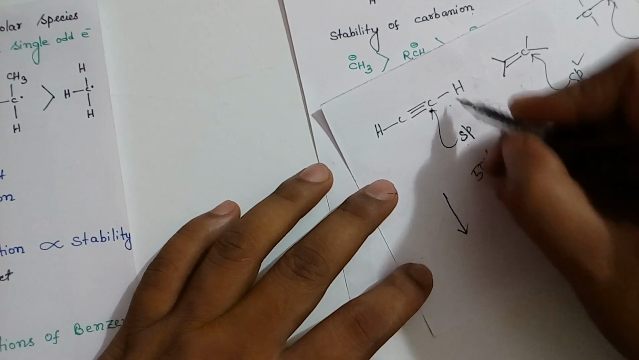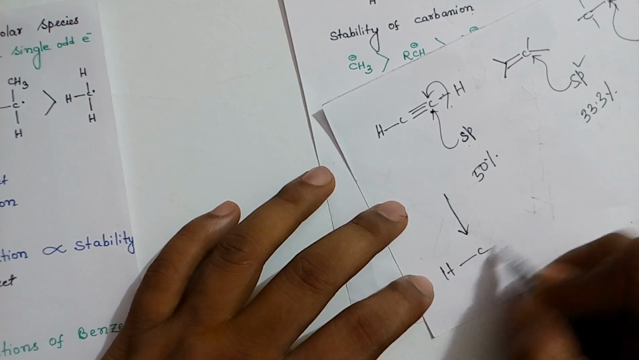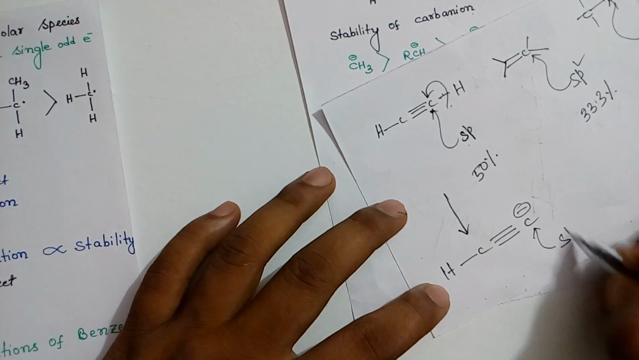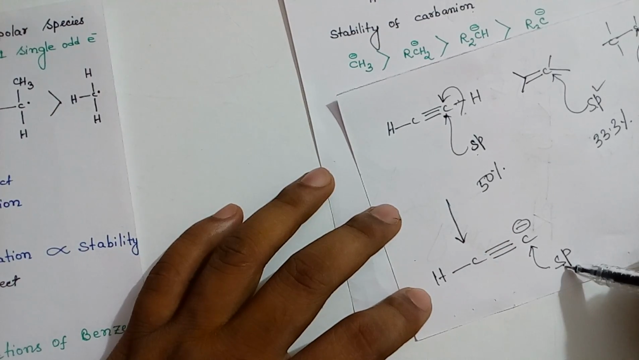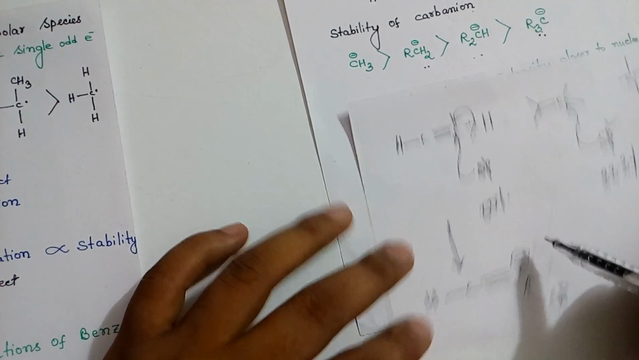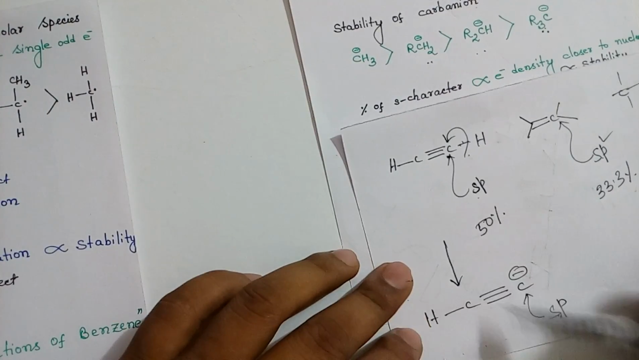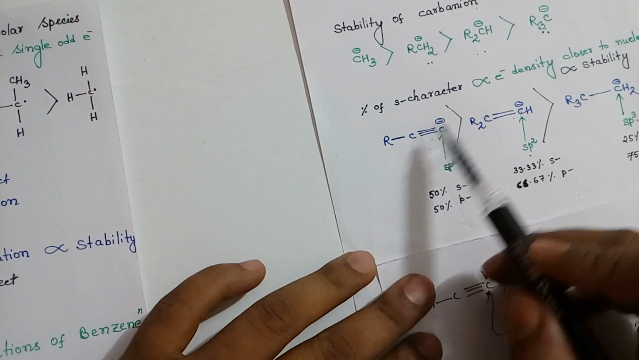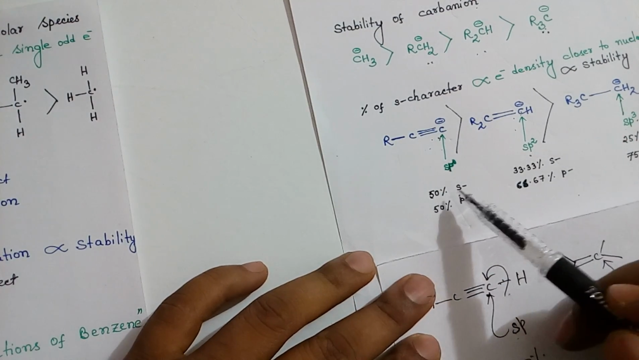So now from here, let's make the carbanion at C triple bonded C minus. Now this carbon is sp hybridized, 50% S character. The more the percentage of S character, the more the electron density closer to the nucleus, and hence this species will be more stable. So this species is more stable than this because of the higher percentage of S character.